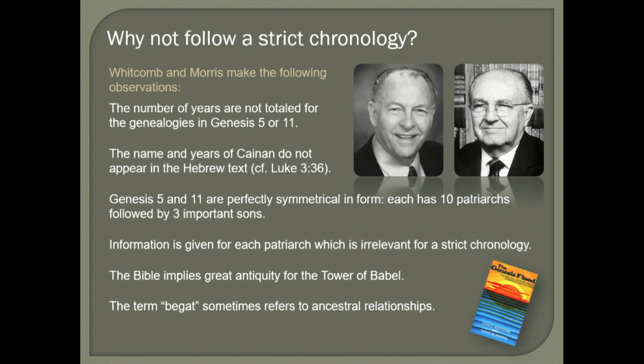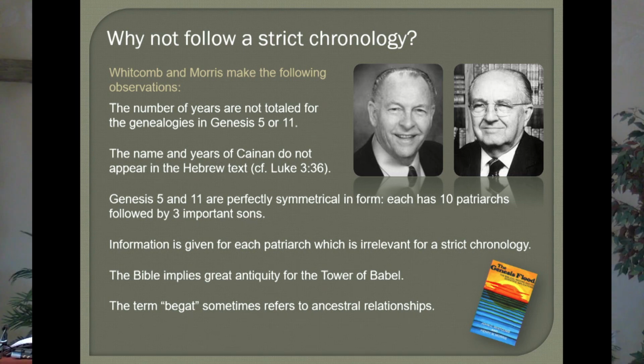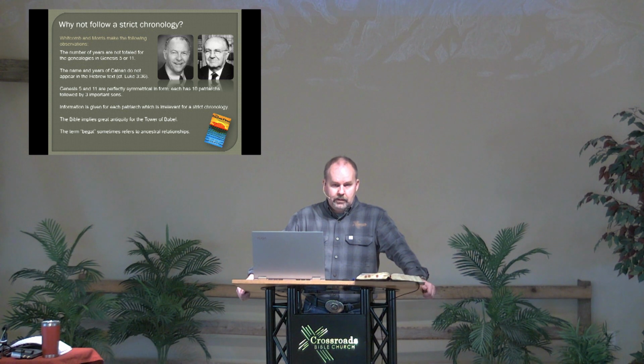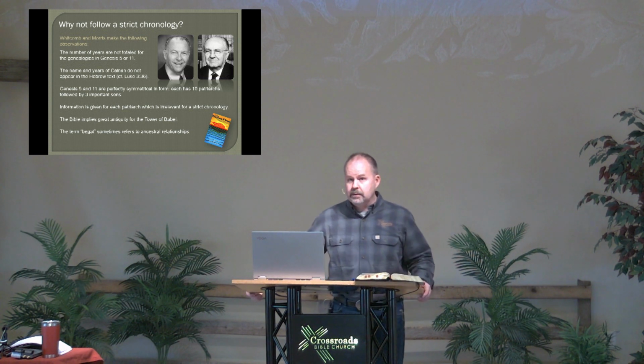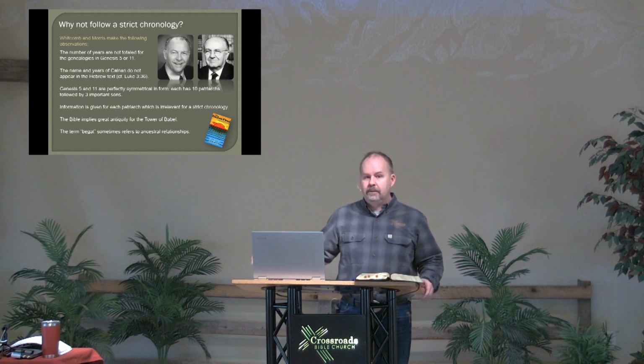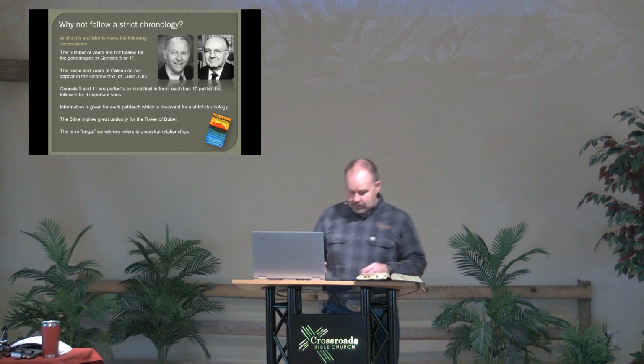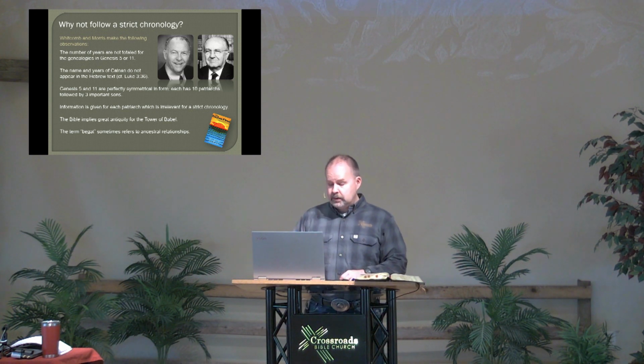Whitcomb and Morris point out that the term begat sometimes refers to ancestral relationships. I won't go into much detail on that, but things like begat, or so-and-so the son of so-and-so, does not always indicate direct and immediate descent. That's often used elsewhere in the Old Testament to refer to a much more distant ancestor, which they suggest may be the case here as well.